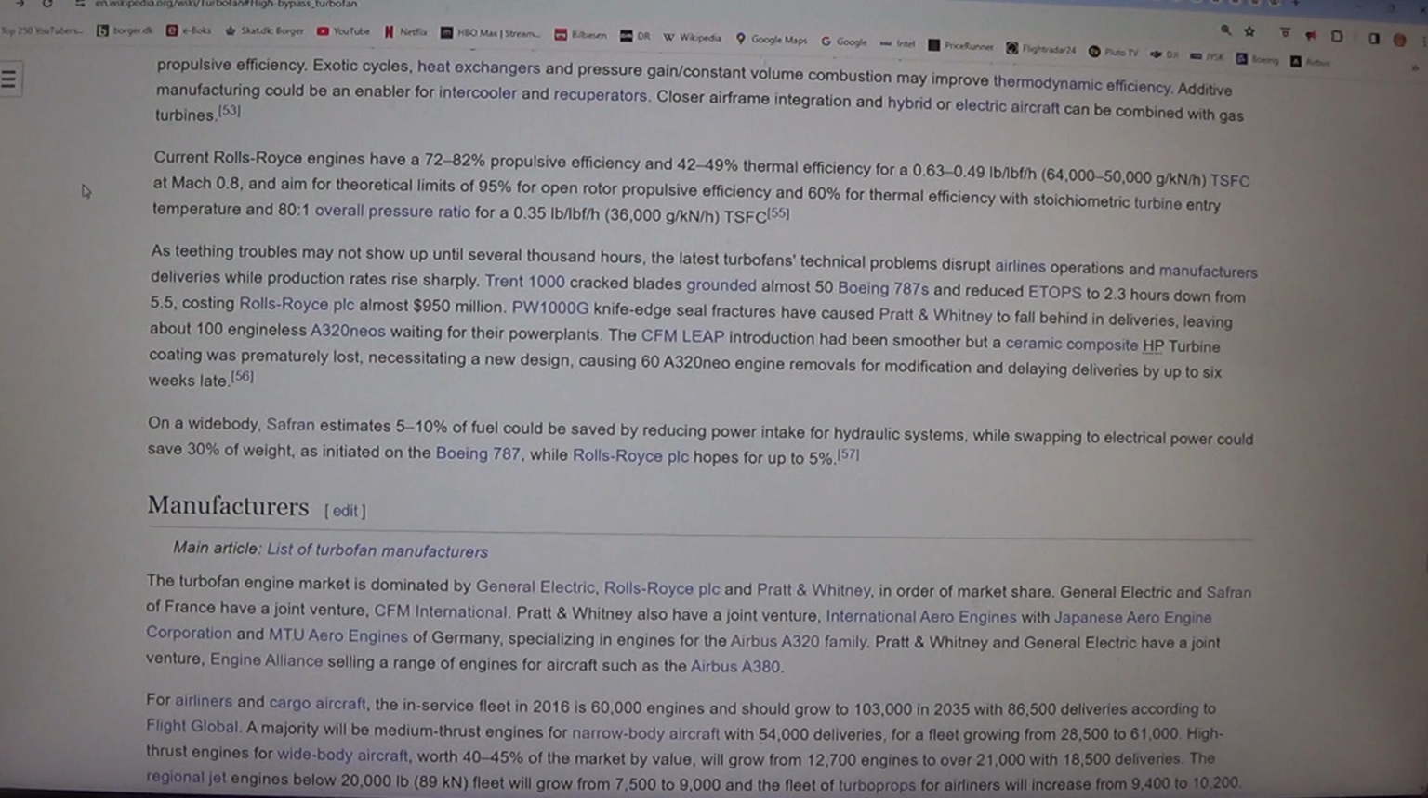Current Rolls-Royce engines have a 70–82% propulsive efficiency and 40–49% thermal efficiency for a 0.63-0.49 lb/lbf/h.